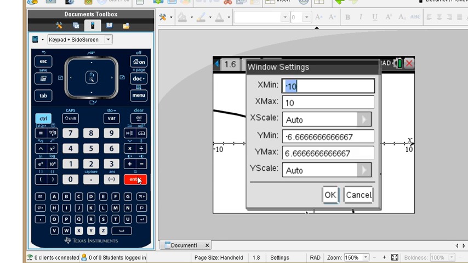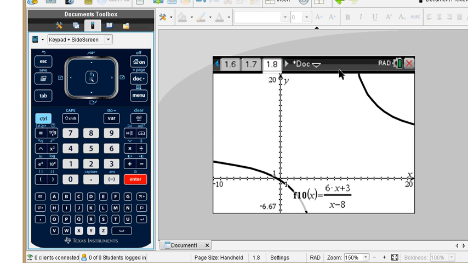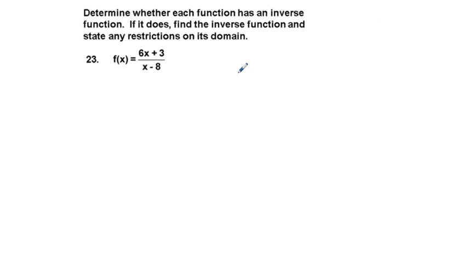So if we change the window settings, I want to change my x max to 20 and my y max to 20. I think we'll see two parts of the curve. So we see it. We have a vertical asymptote and a horizontal asymptote. It has every appearance that this thing passes the horizontal line test. So we will say yes, it passes the horizontal line test.